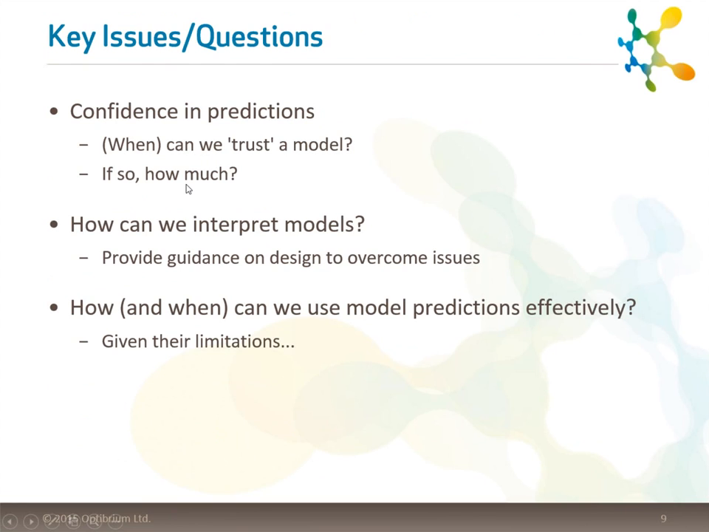Once we make predictions based on a model, we'd like to interpret that model. We'd like to understand what it's telling us about that structure-activity relationship that it's recognizing in our compounds, and provide guidance on how to design compounds to improve their properties and overcome issues. And then, given the limitations of models, how and when can we actually use these models' predictions effectively? What we'll do is discuss a few of these issues as we go through the next slides.